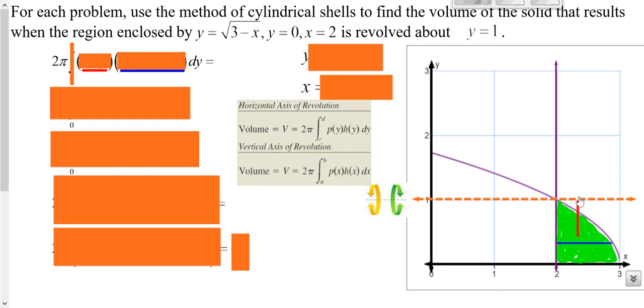Your radius is always perpendicular to your axis of revolution going to your shaded region. Notice here, when we're looking at our radius, it's going to be what's on top, our axis of revolution, minus what's in the bottom, so it would be 1 minus our variable, which is y. Once again, we are dealing with y, so your bounds are how far up and down the shaded region goes. Starts at 0, goes up to a height of 1 for your bounds.